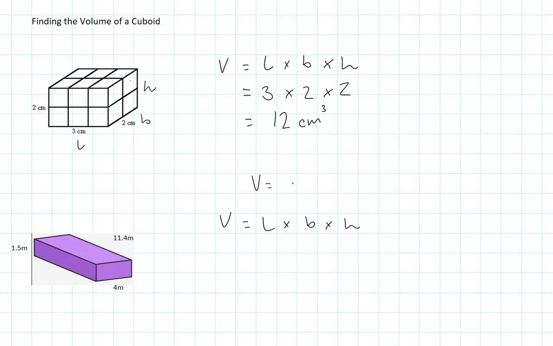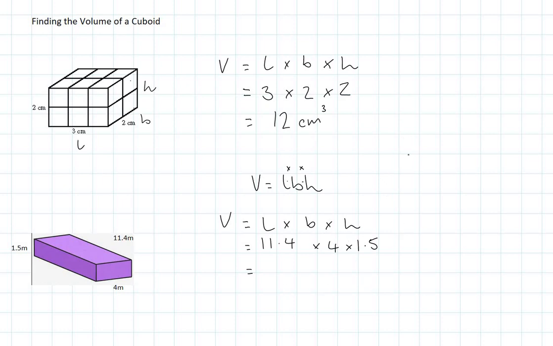You might even just see that as V equals LBH. Remember in algebra, if there's no symbol between 2 letters, it means you're multiplying them. So for this one, we're going to have 11.4 times 4 times 1.5. Now you might have a calculator to do this, but you might not. So I'm going to do 4 times 1.5 first, and then I'll multiply by 11.4.